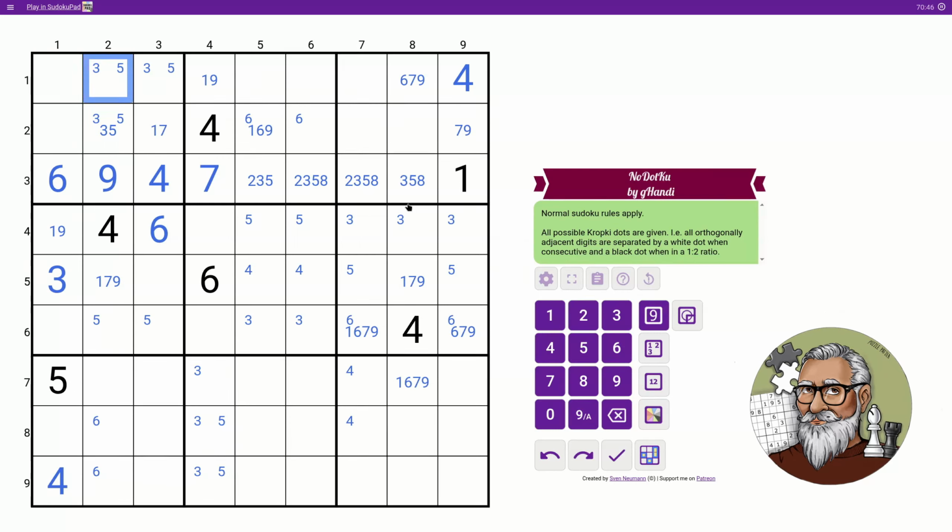Can I pencil mark these? I mean, these are 3, 5. And then I still need 1, 2, 7, and 8, right? Right, this one can't be 7. And that's about it. Wow, okay, I expected more. 1, 2, 7, and 8, yeah.